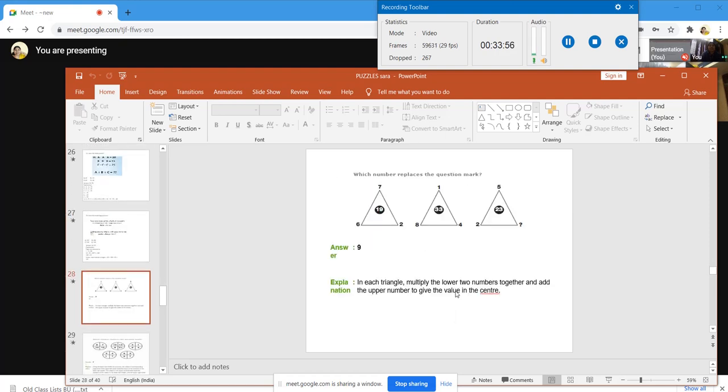So this is also like that. Whenever they are giving a circle and a triangle, there could be some relation between the corner numbers and the middle one. In each triangle, multiply the lower two numbers together and add the upper number to give the value of the center. When you multiply, for example, 8 into 4, 32 plus 1, 33. Likewise, you have to find out the answer, which is 9.